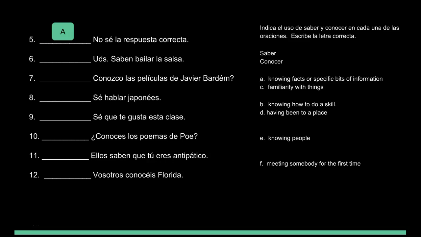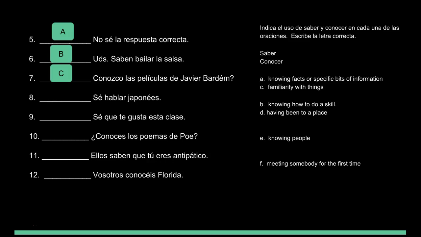Número seis, you would have had B, ustedes saben bailar la salsa. You know how to dance the salsa. So anytime, remember, you have an infinitive after saber, or even if you had a guess between conocer and saber, if you have an infinitive, you know that that's when you're going to use saber. Número siete, conozco las películas de Javier Bardem. So that's being familiar with something. So are you familiar with Javier Bardem's movies?